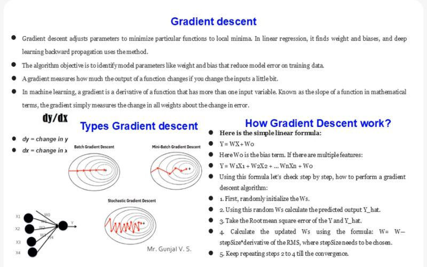In machine learning, a gradient is a derivative of a function that changes if you change the input variable. Knowing the slope of a function in mathematical terms, we measure how much the output of a function changes when you change the input variable a little bit. There are different types of gradient descent like batch gradient descent, mini-batch gradient descent, and stochastic gradient descent.